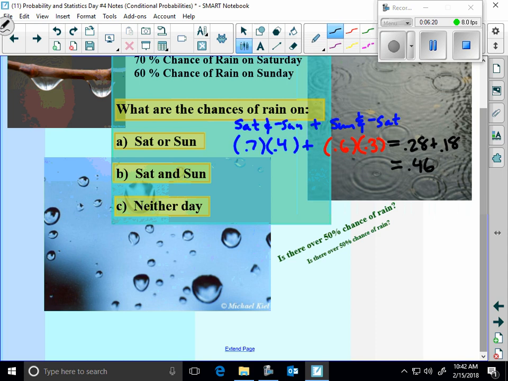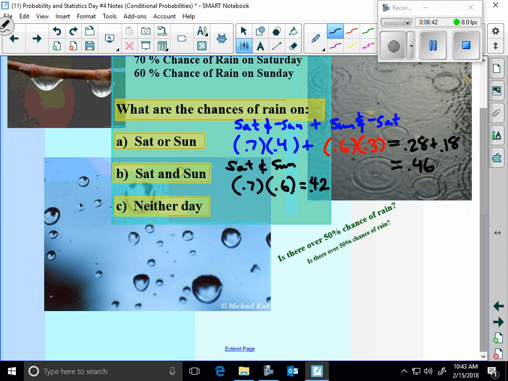Okay, Saturday and Sunday, you should say thank you. Because what's the probability it rains Saturday? 0.7. It's going to rain 700% of the time. Okay, Saturday and Sunday would be the probability that it rains Saturday, 0.7, and Sunday, 0.6. So the chances it rains both is 0.42.